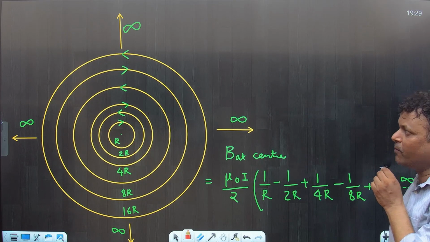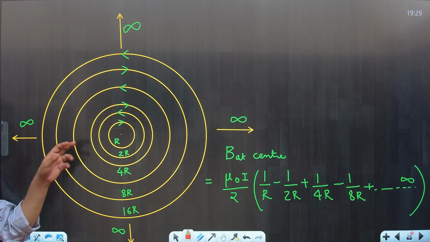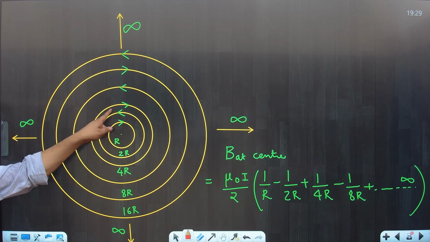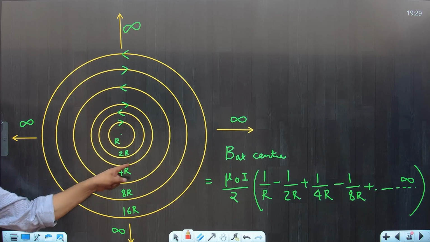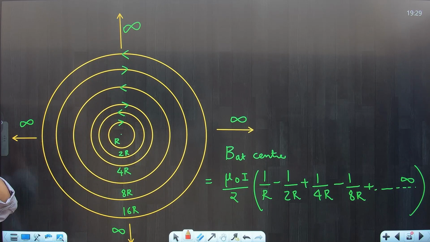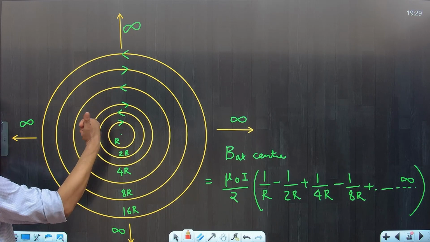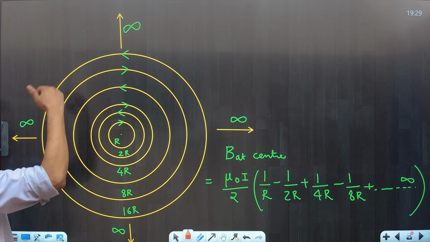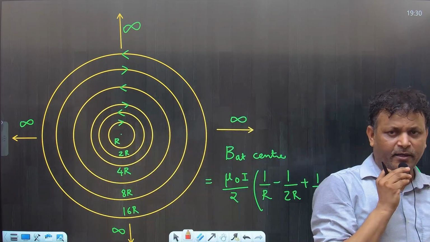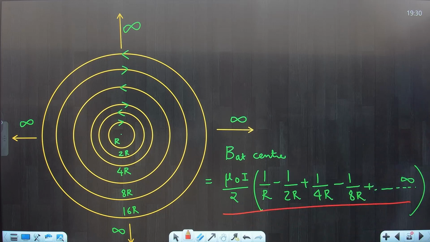Similarly, in this problem, it is the same problem, but the current is alternately changing. In this, current is clockwise. Here current was anti-clockwise. In this, current was clockwise. Here current was anti-clockwise. So the magnetic field for one circle is inside, for another it is outside, inside, outside. So the magnetic field will be plus minus, and again you will get an infinite series, and you can solve it easily.